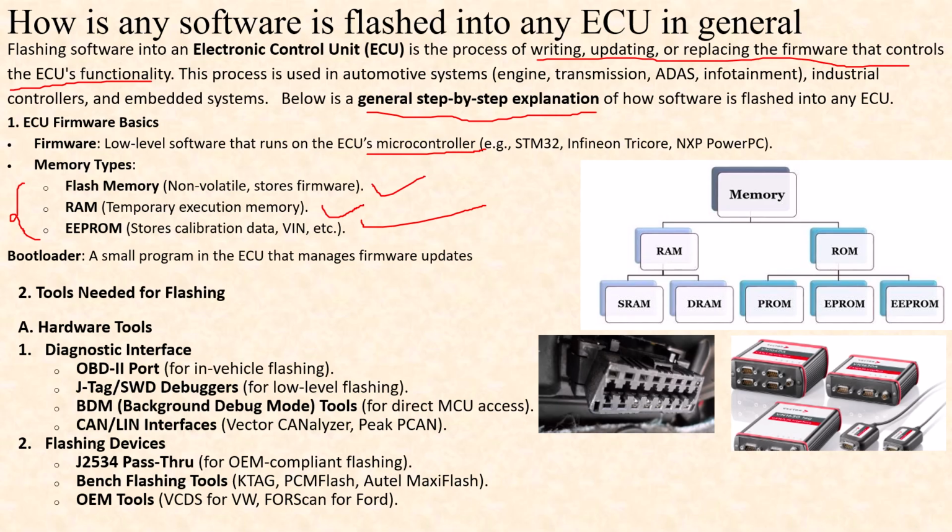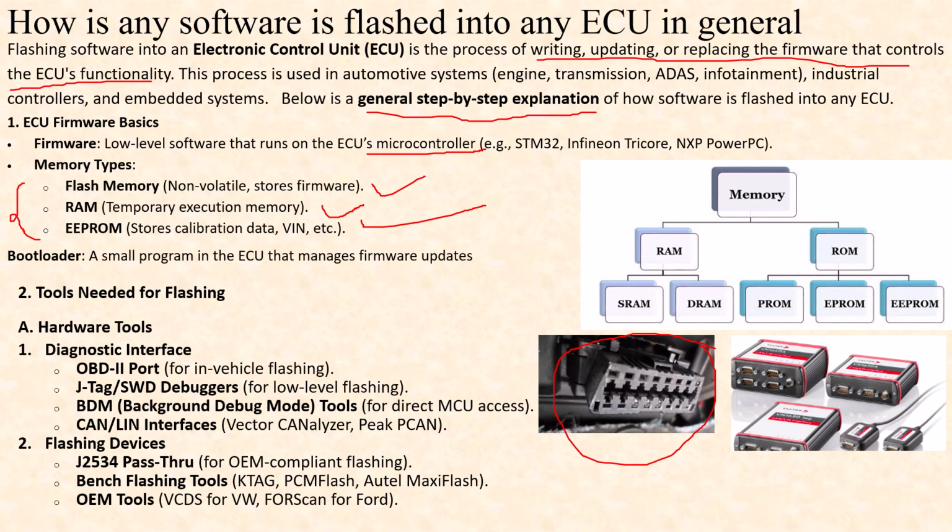Now next comes the tools needed for flashing. What are the various tools required for flashing? First is the diagnostic interface, the OBD port 2, which I have shown here in this drawing. This is the port through which in-vehicle flashing happens. Next come JTAG or software debuggers for low-level flashing, BDM, the background debug mode tools for direct MCU access, and the CAN-LIN interfaces, like Vector CANalyzer or PCAN.